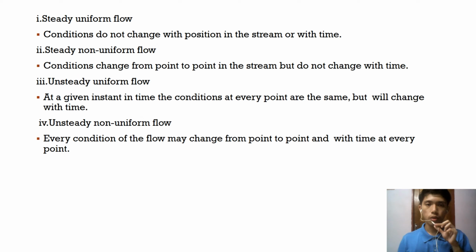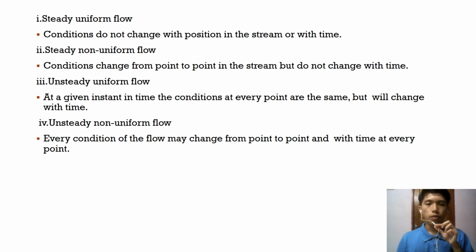Steady uniform flow. Conditions do not change with position in the stream or with time. For example, flow of water in a pipe of constant diameter at constant velocity. Steady non-uniform flow. Conditions change from point to point in the stream but do not change with time. For example, flow in a tapering pipe with constant velocity at the inlet.